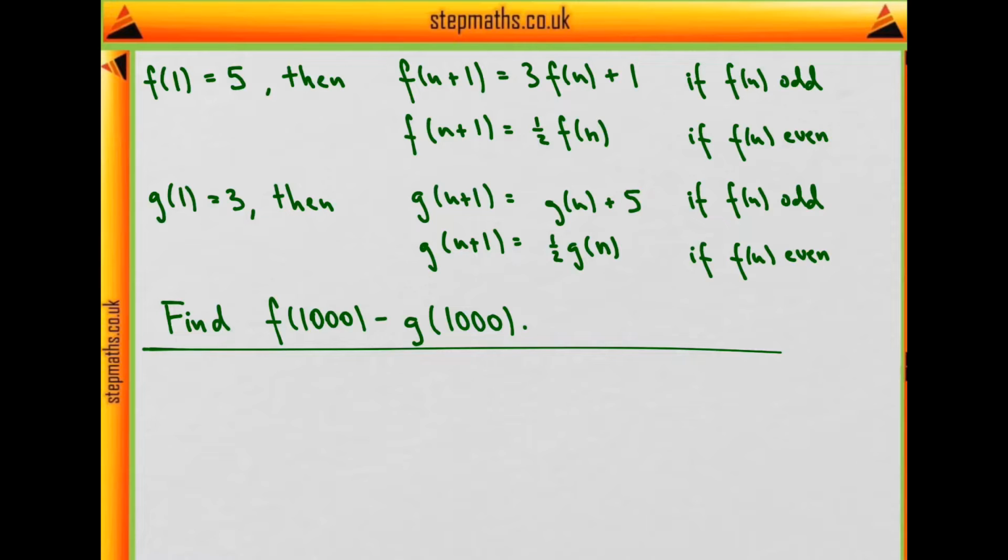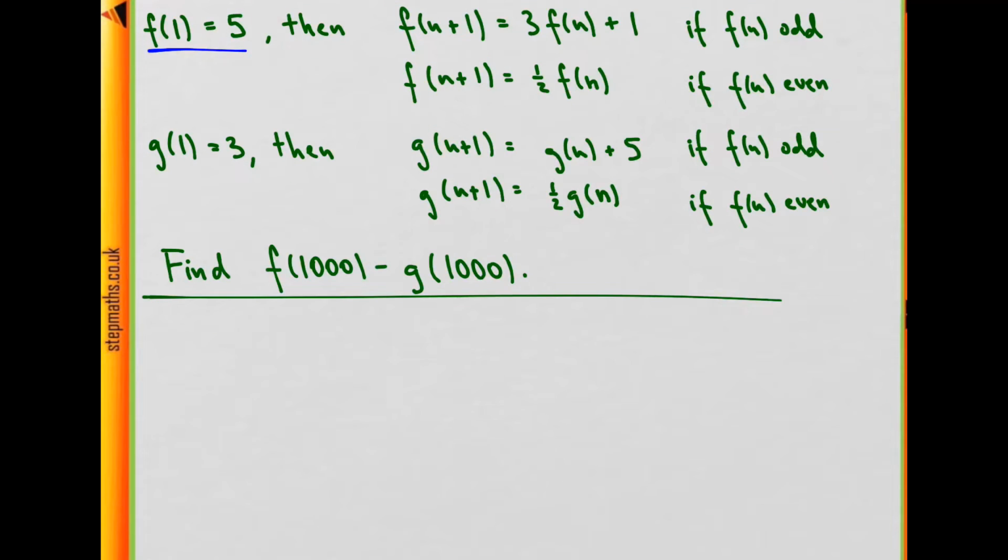In any case, to define these progressions, we have the first terms and then recursive formulas, which, however, are separate for when the term is odd and when it's even. And our task is to find the difference of the 1000th term of the first progression and the 1000th term of the second progression. So let's look at the first progression and see what its first terms look like.